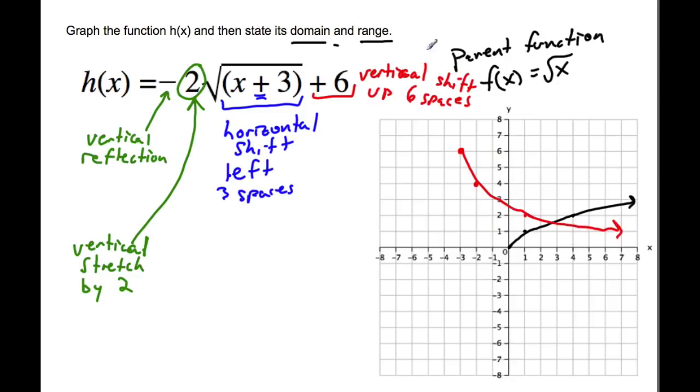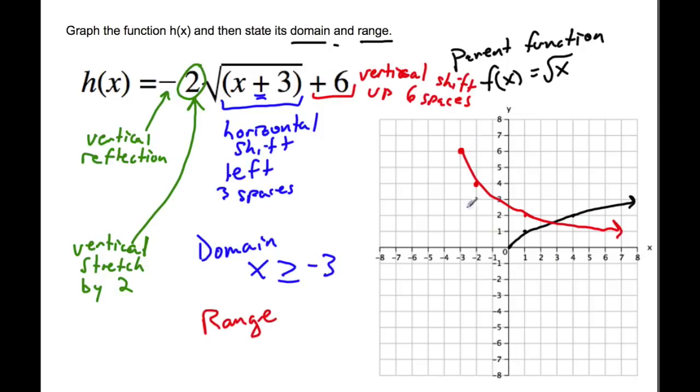Now it's easiest to do the domain and range from my graph. My domain, I'm talking about the x's, so I know that it starts at -3 and it's everything greater than -3 goes to the right. So we can say that x is greater than or equal to -3.